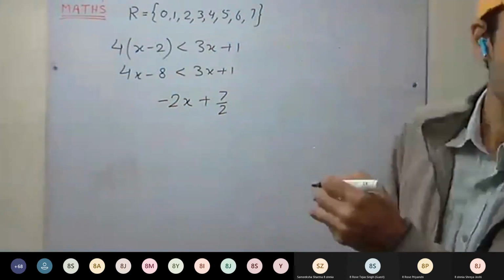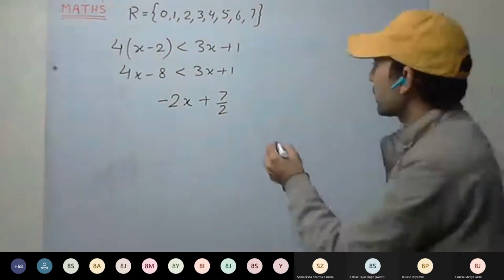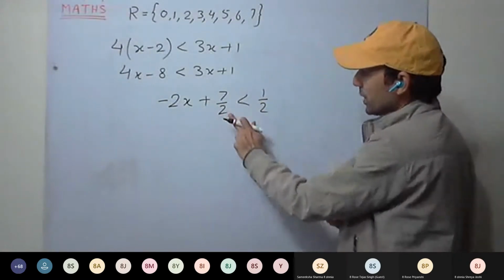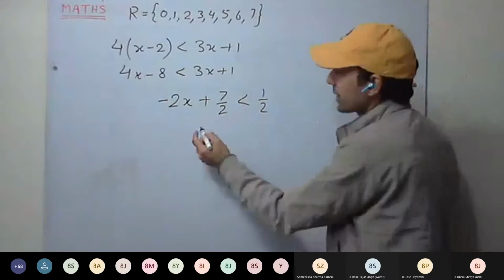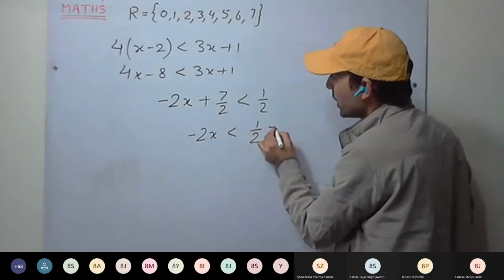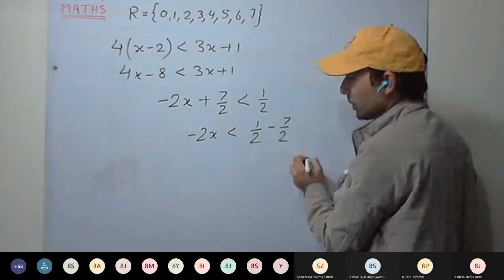It is less than 1 by 2. Okay, so first, what are we doing? 7 by 2 we will be taking on the right hand side. So minus 2x less than 1 by 2 minus 7 by 2.